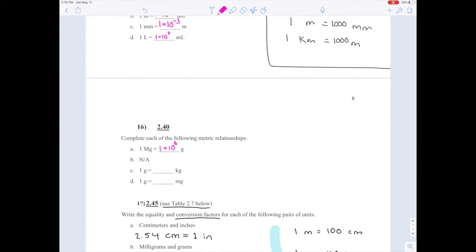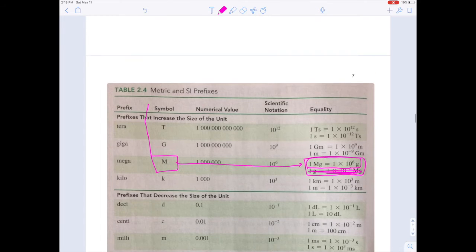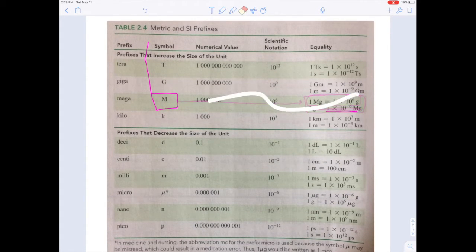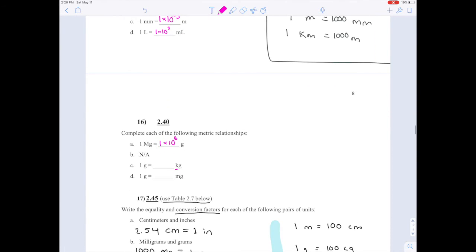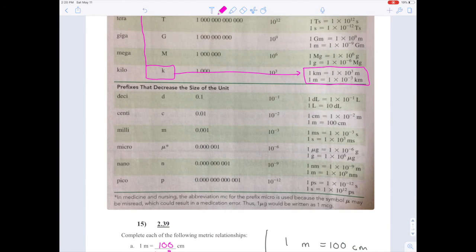For C, they give us 1 gram equals how many kilograms? Well, the prefix is lowercase k, so we go back to this table. We're going to go down from the symbol until we see a lowercase k. And there it is, kilo. Now once we find that, we go to the right. We're going to have to choose between the two equalities that they give us. They want the 1 to go with the unit that doesn't have the kilo. So here, the 1 is next to the unit that does have the kilo, so we don't want to use this. In the other one, the 1 is next to the unit that doesn't have a kilo. So this is the conversion factor we want to use.